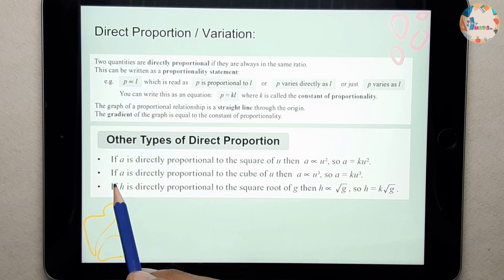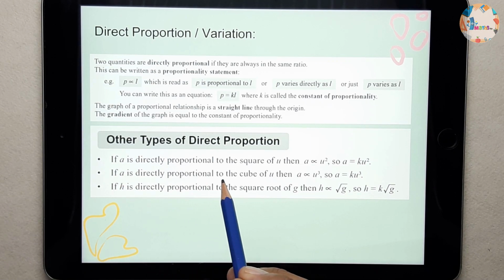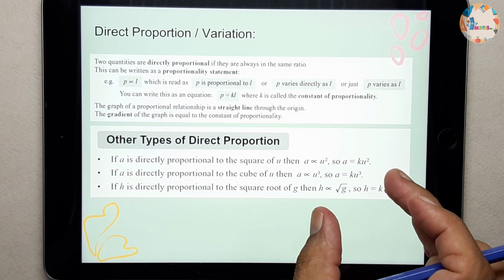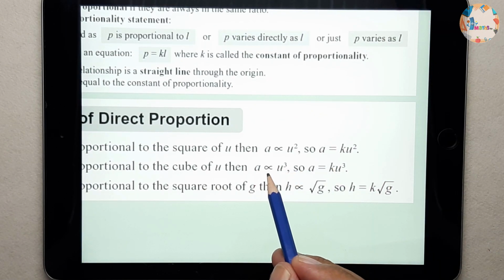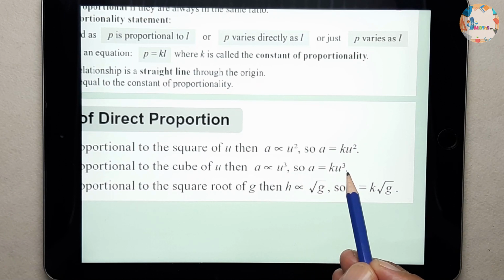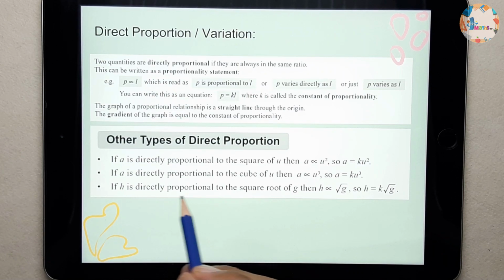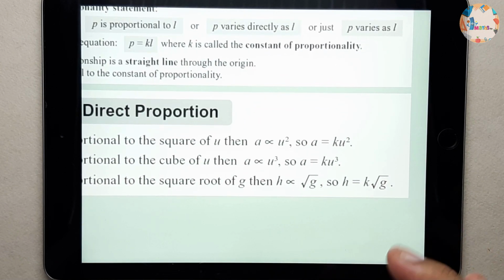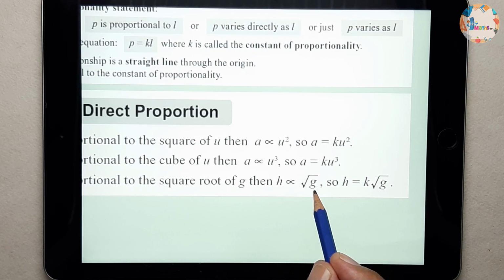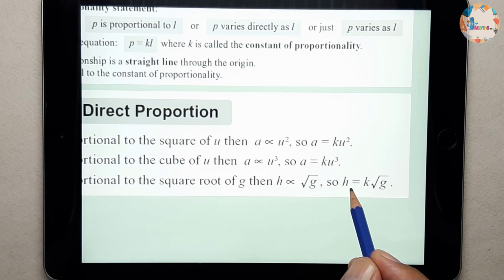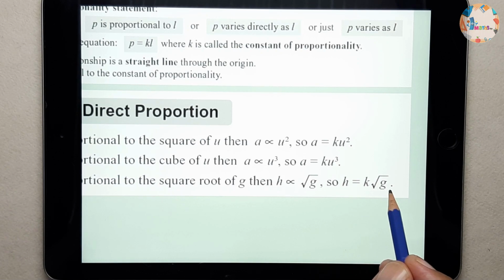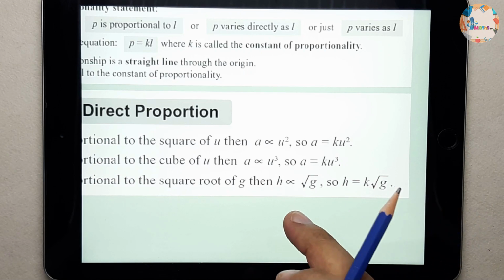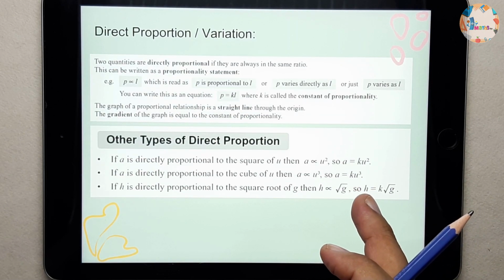And then the second thing is, if A is directly proportional to the cube of U. So in case of cube, we will be writing A is proportional to U cube, and the equation will be A is equal to K U cube. And sometimes they are giving in square root format, if H is directly proportional to the square root of G. In that case, we write H is directly proportional to square root of G, and the equation will become H is equal to K root of G. And this is how we'll be writing the equation and solving it.